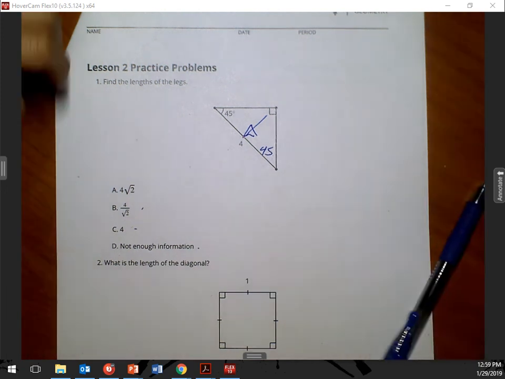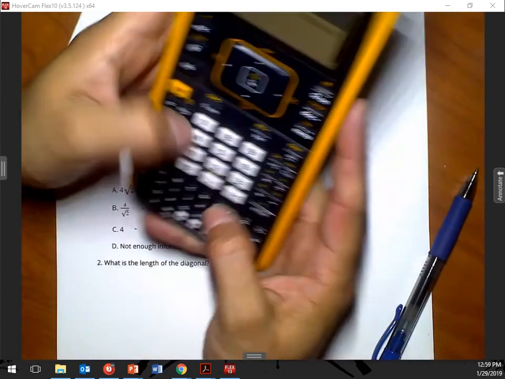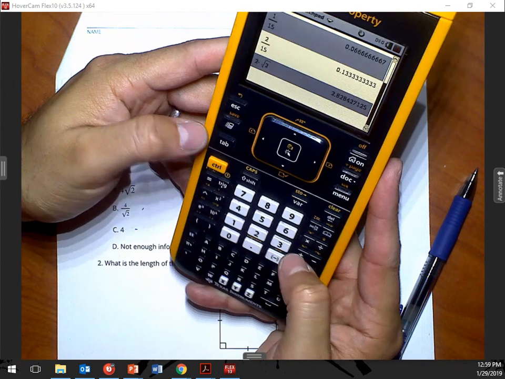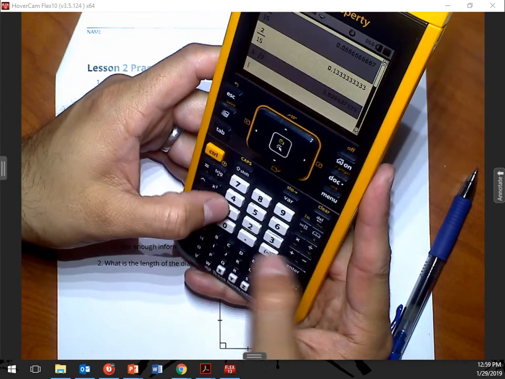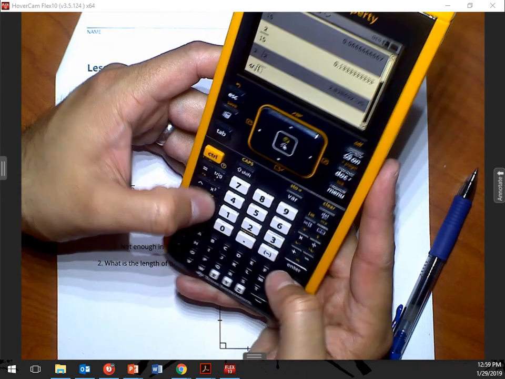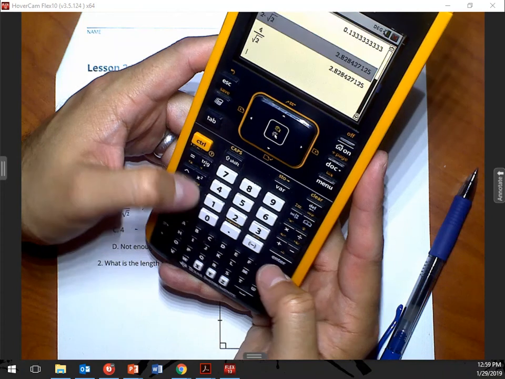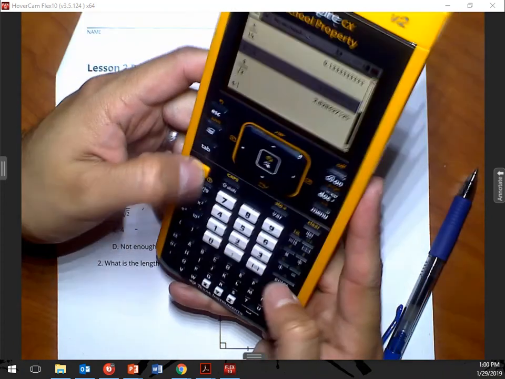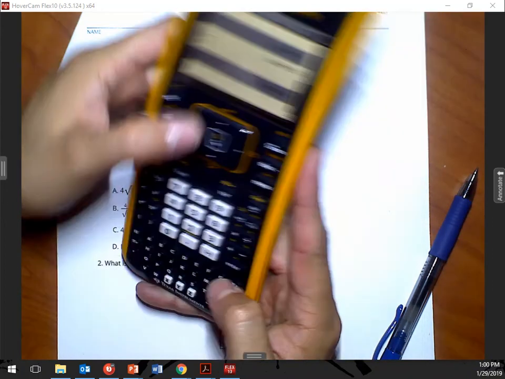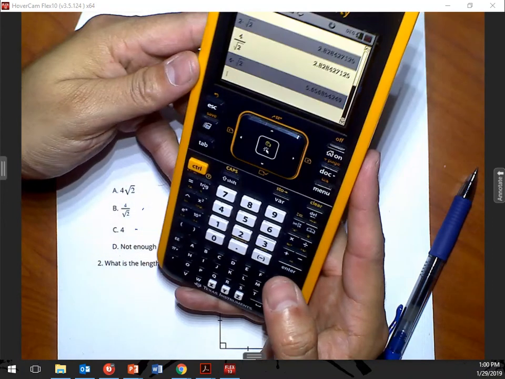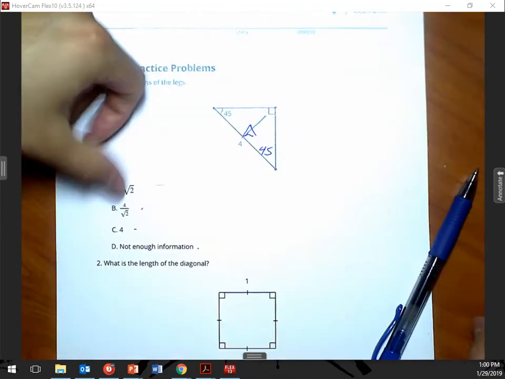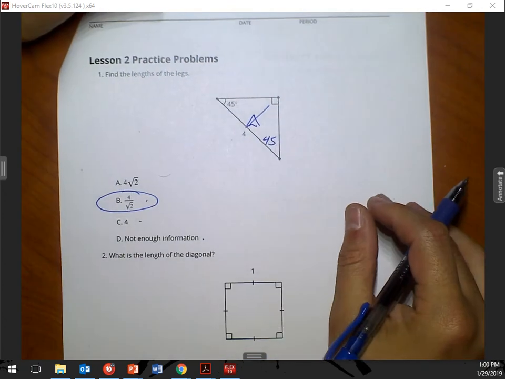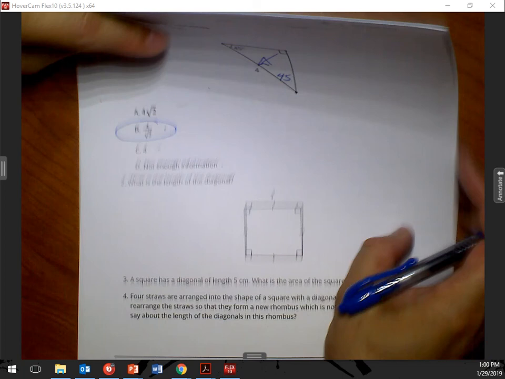Okay, 2 root 2. Let's see, calculator. 2 root 2 gives me 2.8. What was the other one? 4 divided by root 2. There it is. Same answer. 4 times root 2, nope, that's not it. And 4 is not it. So my answer has to be this one right here. You guys could use calculators on this, so I'm expecting you guys to do well.